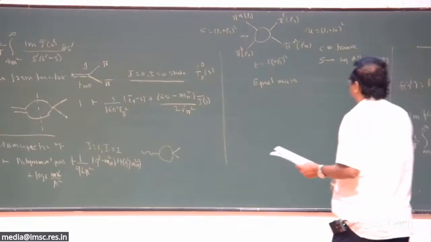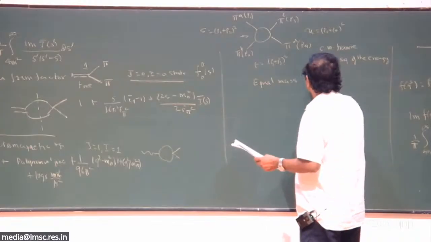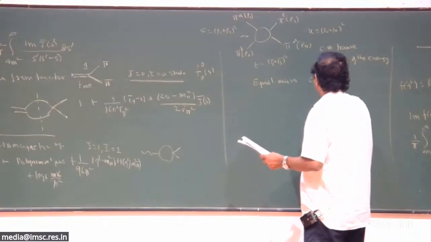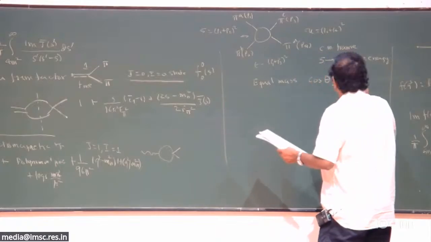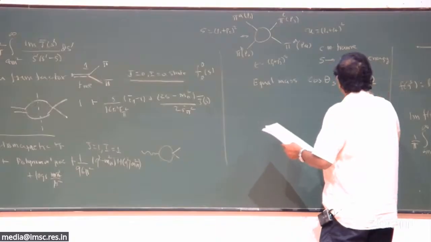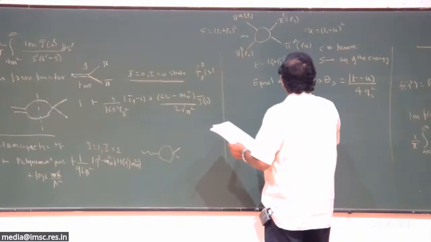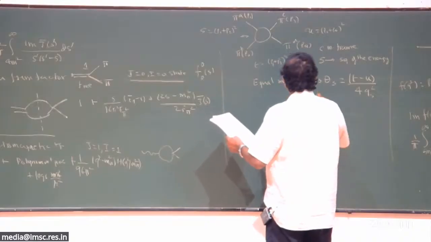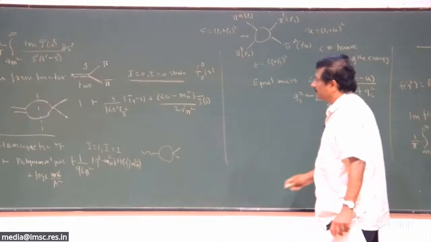So we don't care about that because we are only going to talk about equal mass scattering. So cosine theta S, as it is called, happens to be T minus U divided by 4 q_s squared, where q_s squared is this quantity S minus 4 m pi squared divided by 4. It also shows up over here.